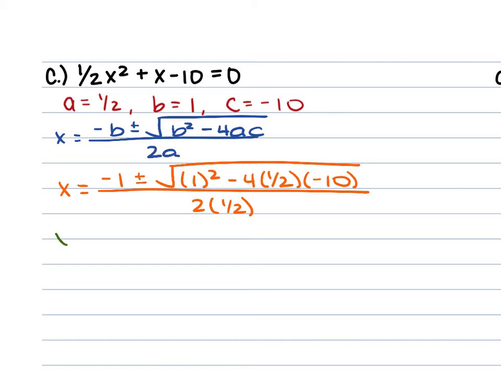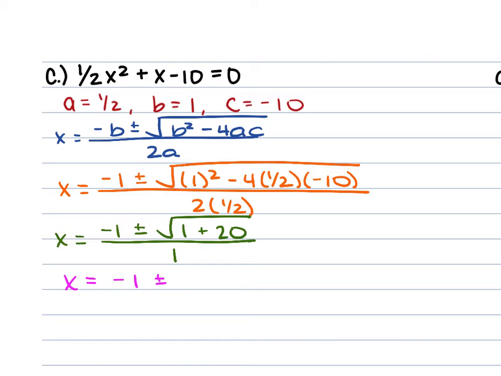This is going to simplify to give us x is equal to negative 1 plus or minus the square root of 1 squared is 1. Negative 4 times 1/2 is negative 2. Negative 2 times negative 10 is a positive 20. All over 2 times 1/2, which is 1. Anything over 1 is itself. So 1 plus 20 underneath the radical is just giving us x is equal to negative 1 plus or minus the square root of 21. This again would be over 1, so you could just leave it as x is equal to negative 1 plus or minus the square root of 21.